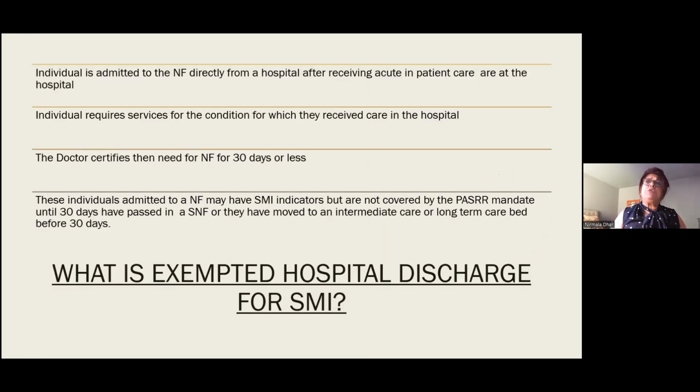So on that, they also do something on the level 1. They select something called exempt hospital discharge on that form. So what does that mean? Individuals admitted to the nursing facility from a hospital after receiving acute inpatient care in the hospital. We know that the person requires this kind of rehabilitation, and or the doctor certifies that they're there for 30 days or less. That's why we call it skilled nursing facility. That means they're going for rehabilitation from the hospital to the nursing facility, whether it's cardiac rehabilitation, hip or knee rehabilitation, whatever it is. That person is exempt from PASSR for 30 days.